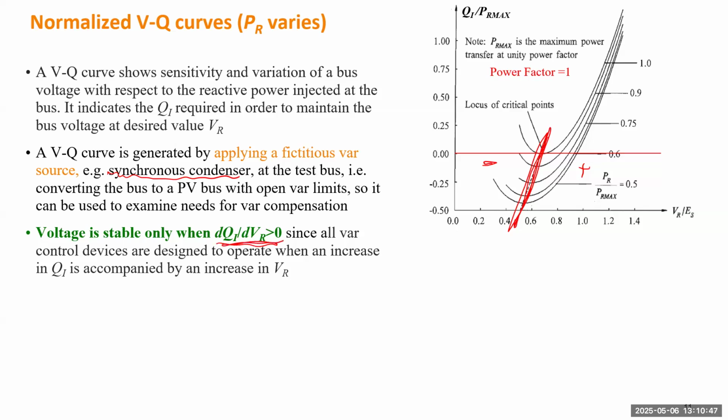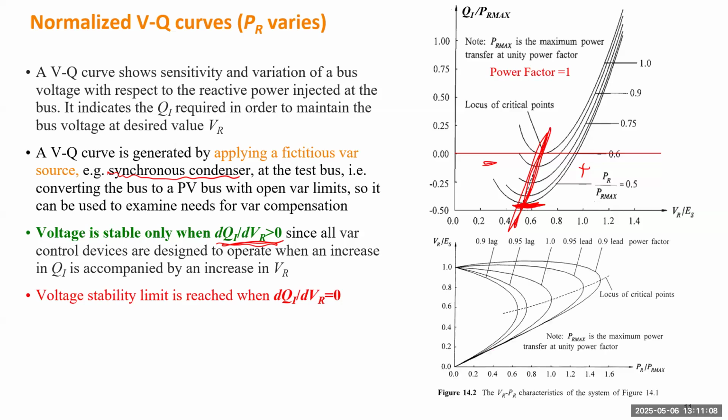So when you draw the VQ curve for the condition you operate the system around the injection QI, if this derivative becomes positive, the system will be stable. If it becomes zero, which indicates the bottom point, we have a zero slope, and the system will be at the stability limit. If it's negative, the system will be unstable. Okay.